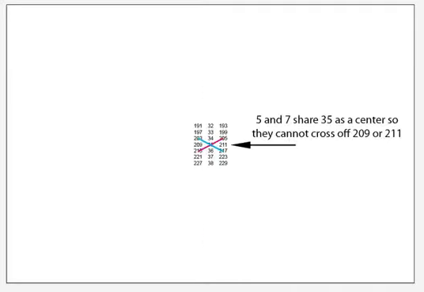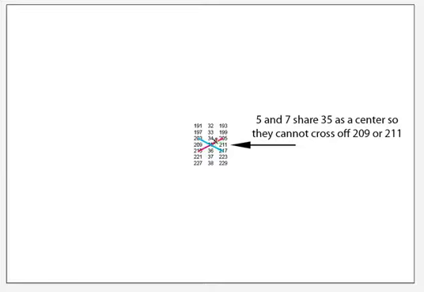Okay, so because each of these sets of cross lines is based on a set frequency, when you compare them to each other from the starting point of 0, they'll drop in and out of phase. They don't just share the center of 0. Eventually they share centers again. And here's an example. This is 5 and 7 sharing 35 as a center.